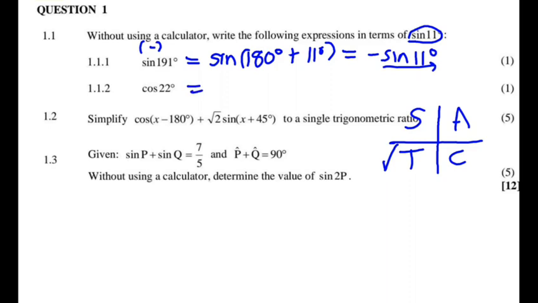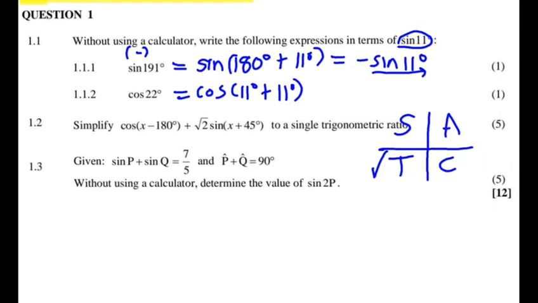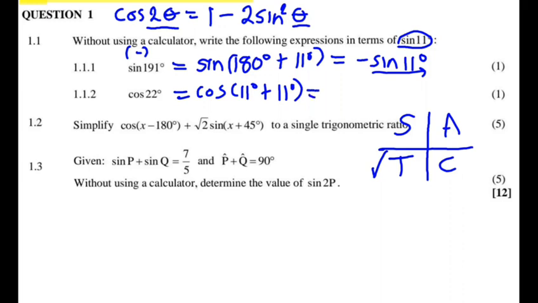Now the cos of 22 degrees using the sine of 11. Well, I can see that 11 plus 11 is 22. So that's cos of 11 degrees plus 11 degrees. Now we know the double angle formula, cos of 2 theta. How can I write this in terms of sine of theta? Because I want to be able to use the sine of 11. This is the same as 1 minus 2 sine squared theta. Notice there we've got 2 theta, here we end up with just theta. So this is the same as 1 minus 2 sine squared 11 degrees. Okay, that's it.